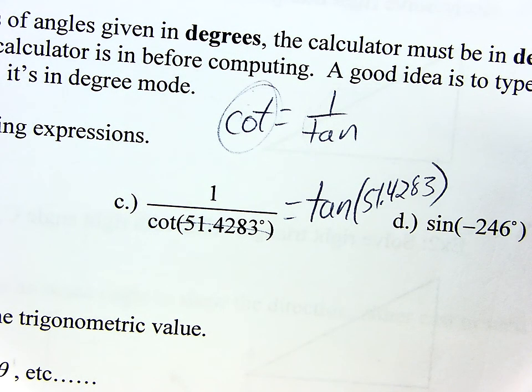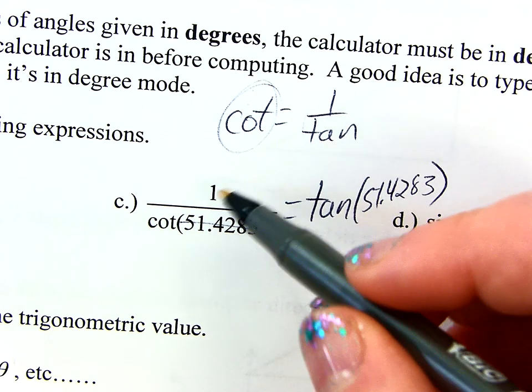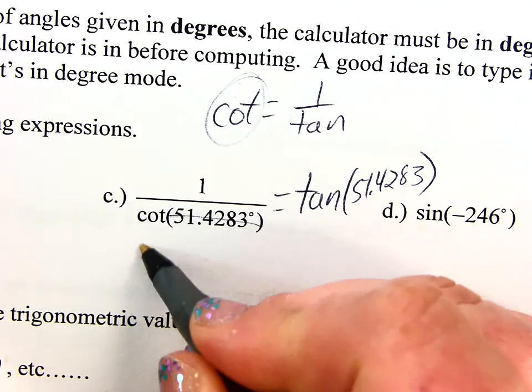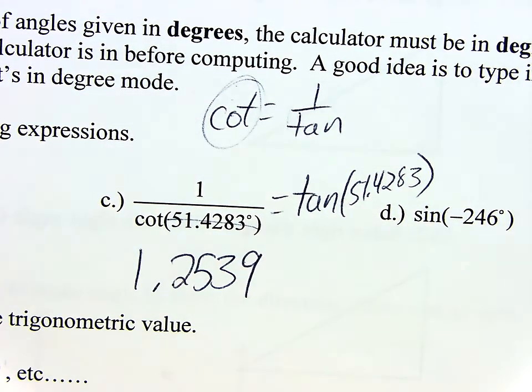Does that make sense? Maybe? Because cotangent is 1 over tangent. So if you do 1 divided by 1 over tangent, it's just tangent. The calculator can handle all that, but there would be a kind of a typing nightmare. But once I realized, oh, it's just the same thing as tangent of 51.4283, that wasn't so bad. And I get, rounded to 4 decimal places, 1.2539.